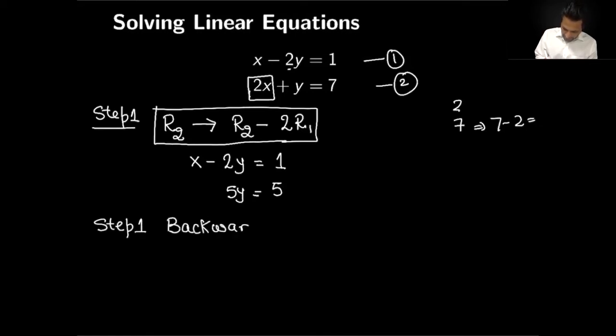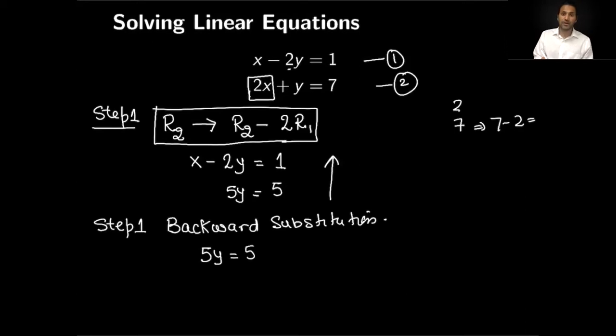Backward substitution means we will solve the system from back to up. I will start with the equation 5y is equal to 5. Dividing by 5 on both sides gives me 1. So that's my first solution, y is equal to 1.